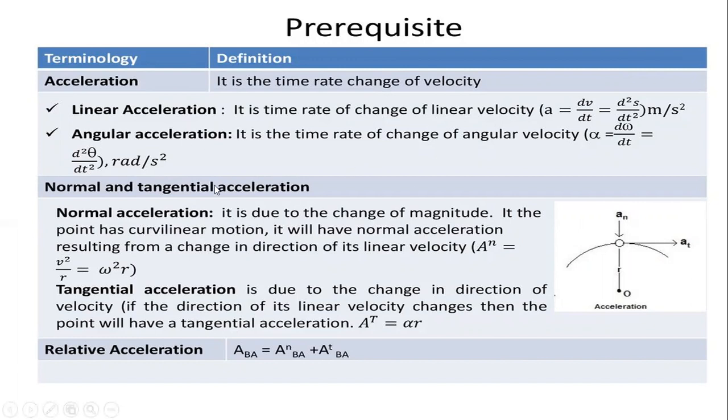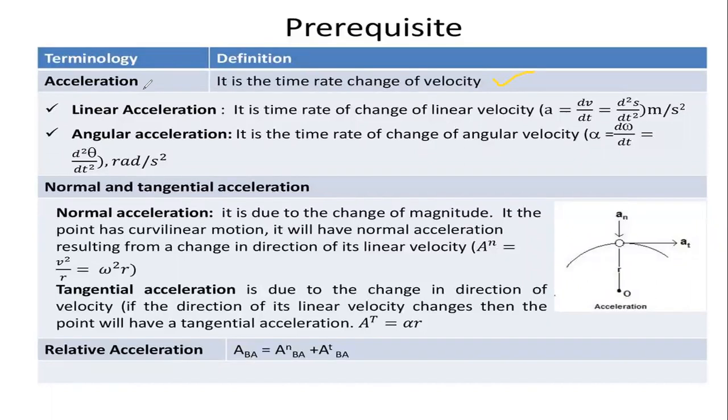Next, going to the last slide, the term is acceleration. Acceleration is the time rate of change of velocity. Acceleration is divided into two types, linear acceleration and angular acceleration. Linear acceleration is denoted by a, and angular acceleration is denoted by alpha.